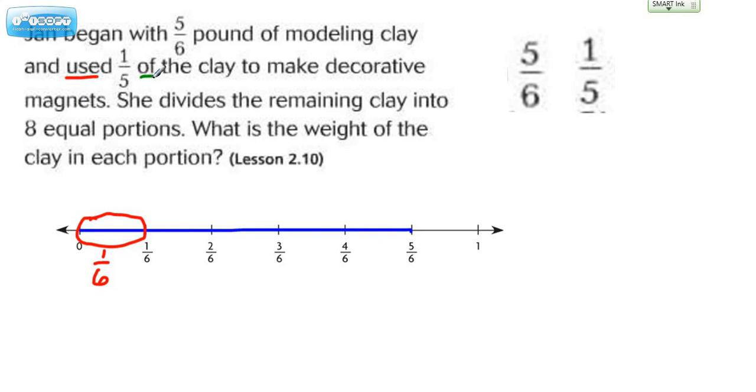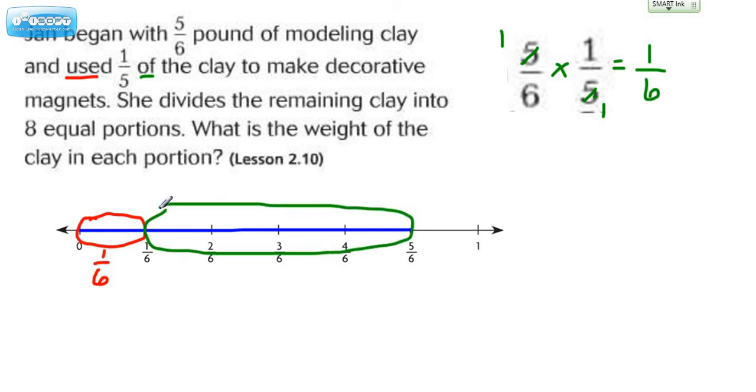Well, remember, of means multiply. We would take this amount and multiply it with this amount. We could reduce and then multiply. 1 times 1 is 1, and 6 times 1 is 6. So let's talk about how do we get this amount.